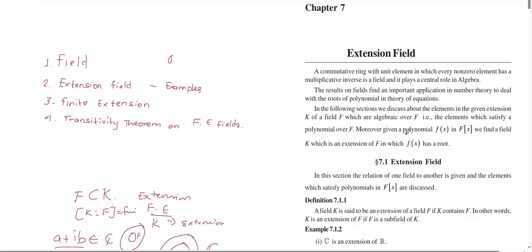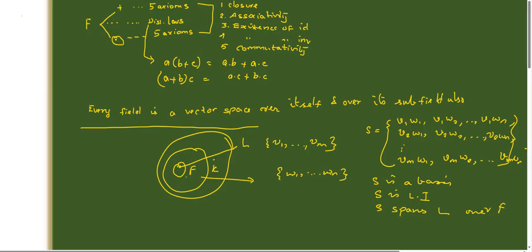So you have first the definition of a field. When you consider F to be a non-empty set together with two binary operations, addition and multiplication. With regard to addition, you need to have 5 axioms, namely closure, associativity, existence of identity, existence of inverse, and commutativity. And the same way, these 5 axioms should be true under multiplication also. And other than these 10 axioms, you have another one, namely distributive laws.